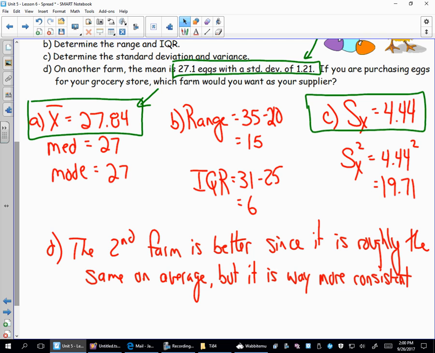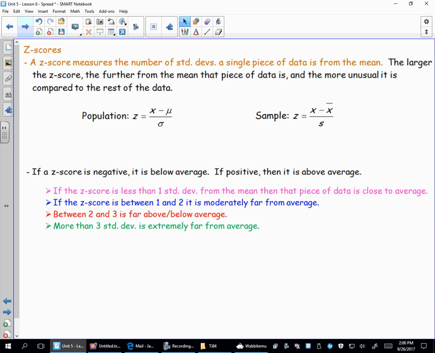Our second idea from today, also about spread, is something called a z-score. Again, it uses standard deviations, but here, what a z-score does is it measures how many standard deviations a single value is from the mean. Again, it's a comparative tool. The bigger your z-score, the further you are from the mean. Maybe above it, maybe below it, but you're a long way from the mean. A small z-score, you're pretty close to the mean. A z-score of 0, you are on the mean.